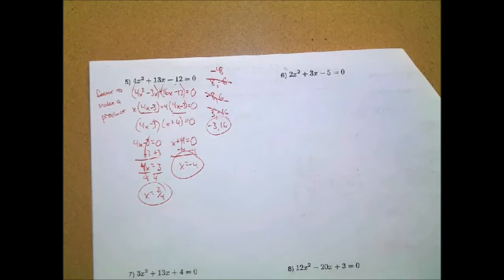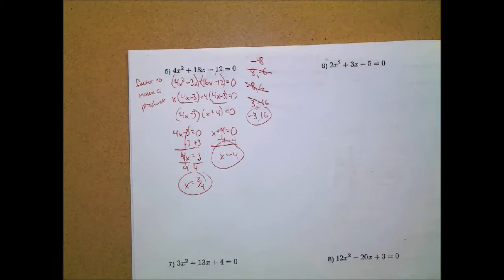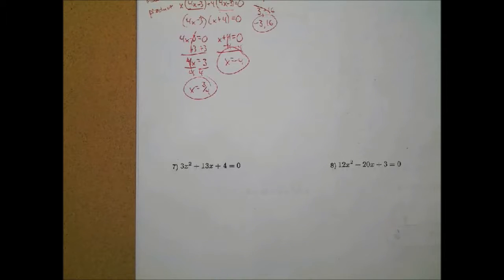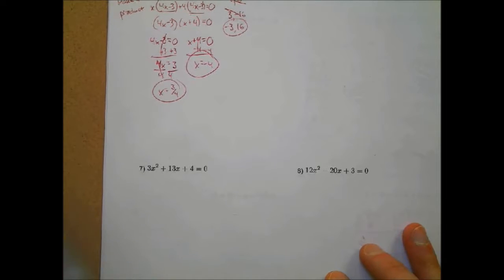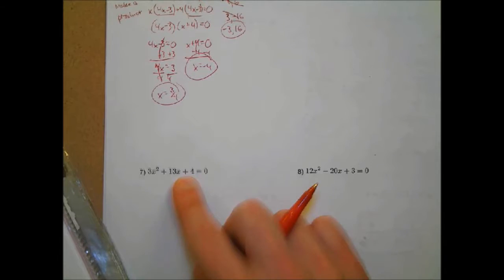Ready for another one? Number 7. Use your mouse again. Is it a product? No. So we need to make it a product, because it's a trinomial here. So let's see if it factors.